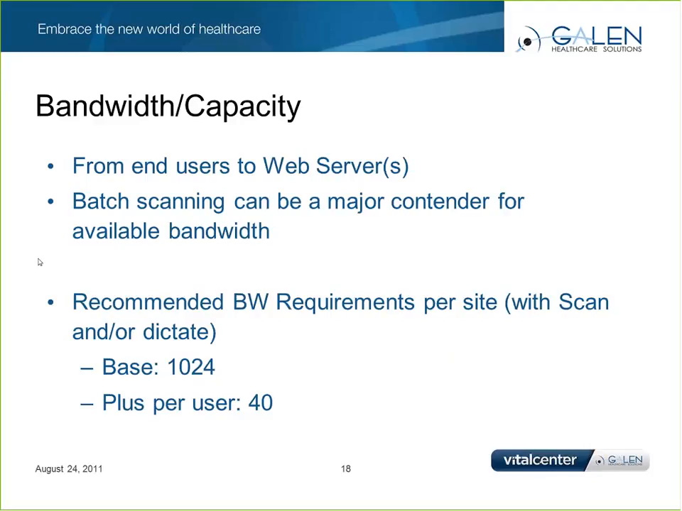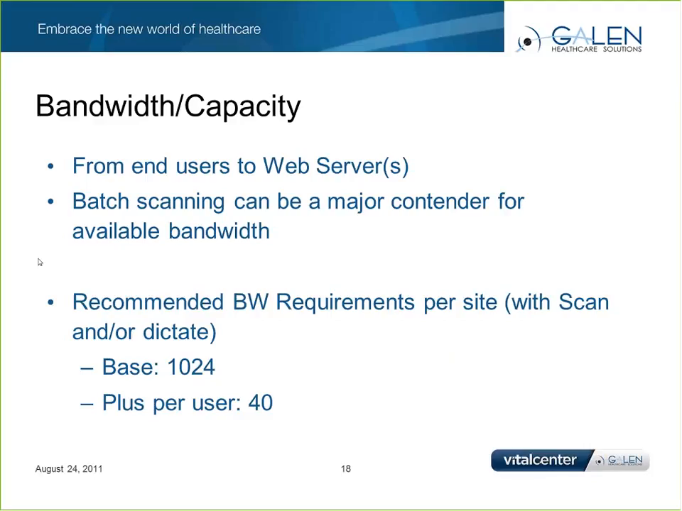We'll talk about bandwidth capacity. When we talk about this, we're generally talking about from end users to the web servers. One of the key pieces that we talk to clients about is batch scanning. That can be a major contender for available bandwidth. We've had some clients actually set up an additional process within that scan functionality that sets up what's called a host data receive process. It sets up a queue on either an individual local workstation or a group of workstations to store those image files locally until the process kicks off, at night usually, to pull those across the network and into the image warehouse.